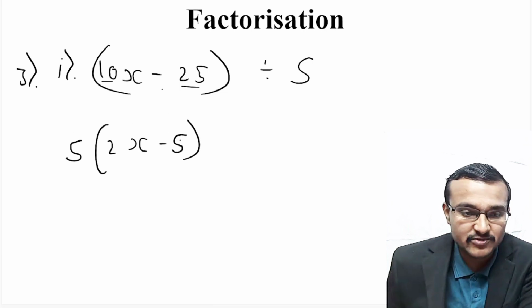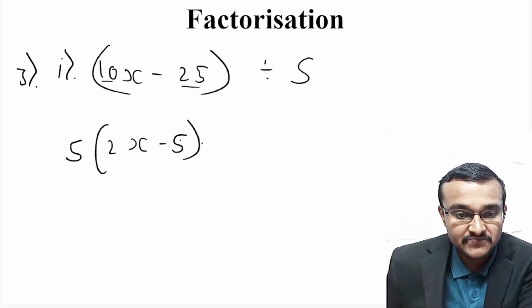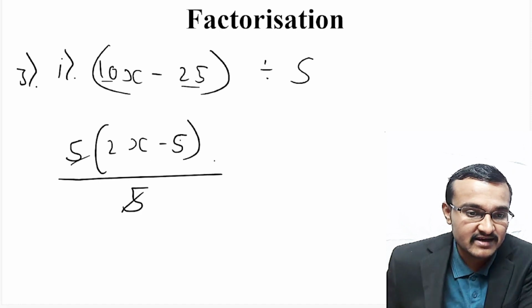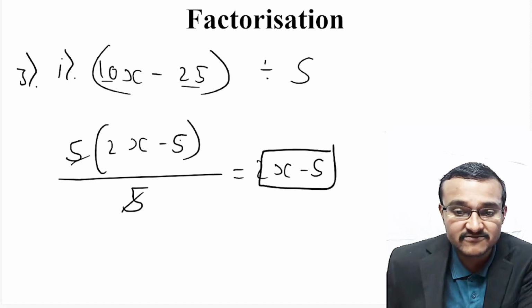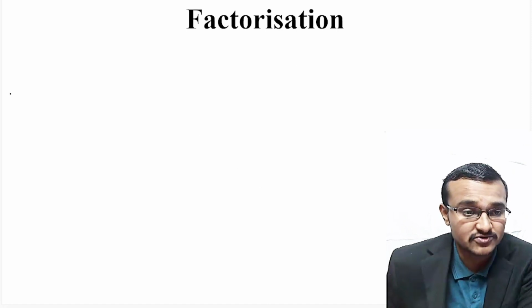Because 5 into 5 will be 25, 5 into 2 will be 10. So the same 10x minus 25 will be obtained. So 2x minus 5 will be there inside the bracket, divided by 5. Here 5 and 5 get cancelled, only 2x minus 5 will remain. So this is the answer for the first question in this third question.